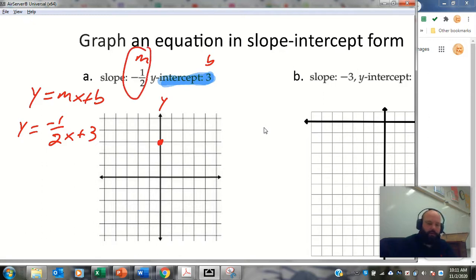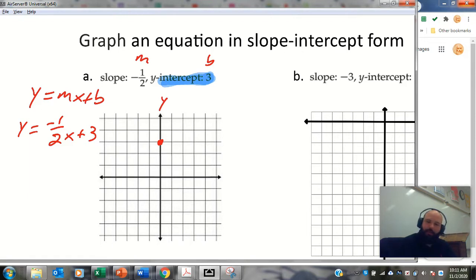And we have to count that slope. Now remember, slope is rise over run. Rise means how far up or down. Run means how far right or left. So in order to graph this slope, it's -1/2.